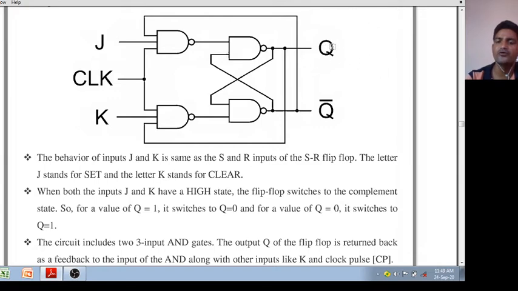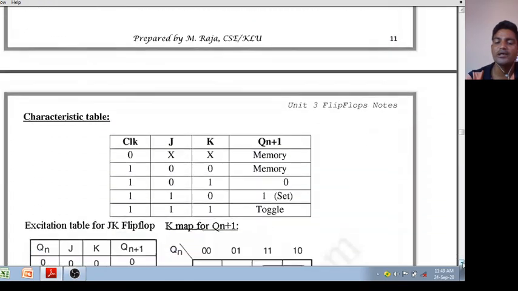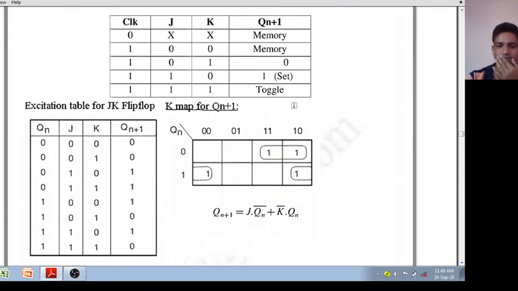Suppose I take q equal to 1 and q bar will be 0. Similarly you can determine. So you have to remember, in JK flip flop, if j equal to 1 and k equal to 1, we will get toggle condition. Okay, this is your toggle condition. Now I will expand this table.